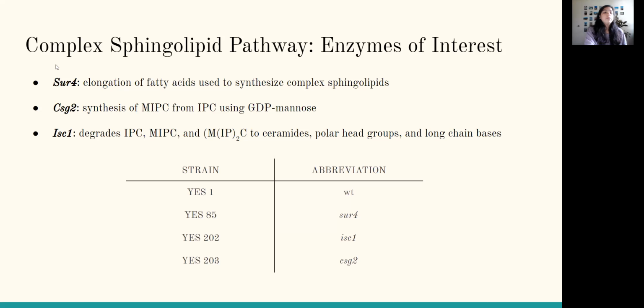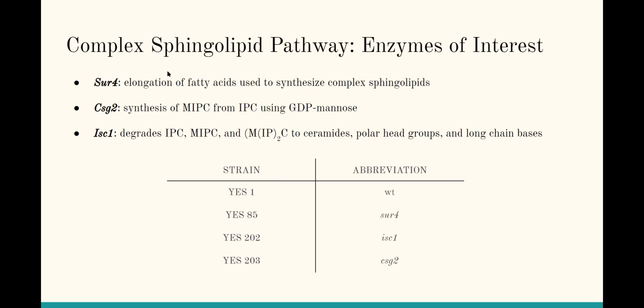What we are looking at specifically is, let me move myself so you guys can see that title. Complex sphingolipid pathway enzymes of interest are SIR4, CSG2, and ISC1. Elongation of fatty acids used to synthesize complex sphingolipids is what SIR4 does. It's a part of that elongation process that creates those long fatty acid tails that are used to produce our complex sphingolipids. CSG2 is used further down in the process, and it synthesizes MIPC from IPC using GDP mannose.